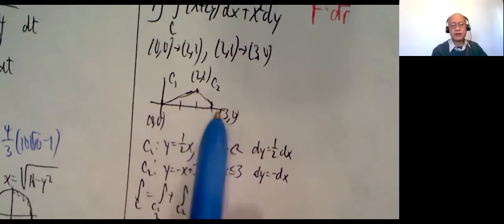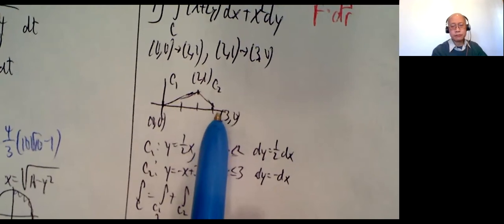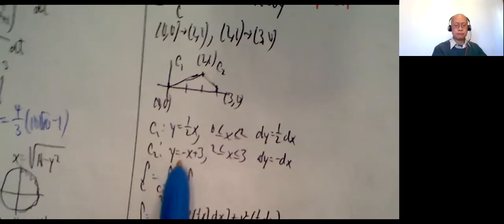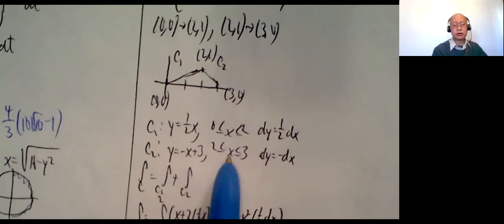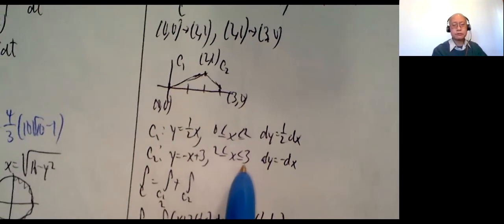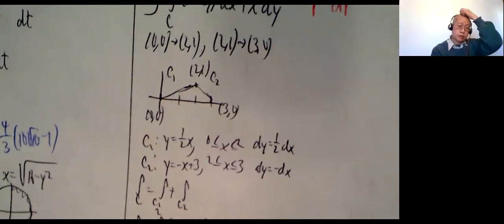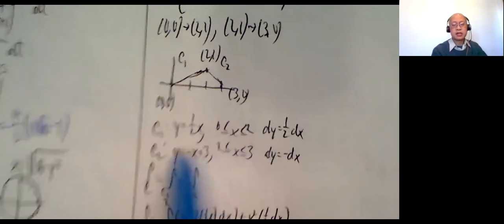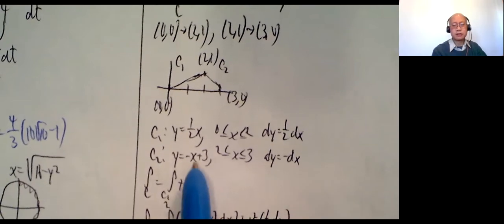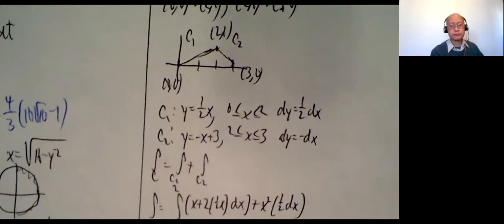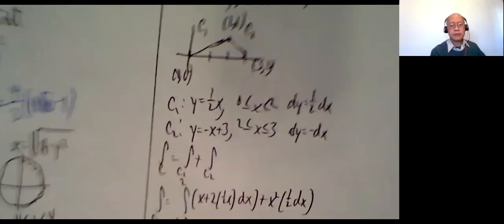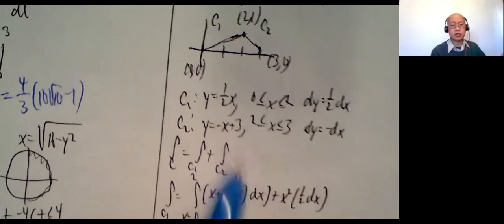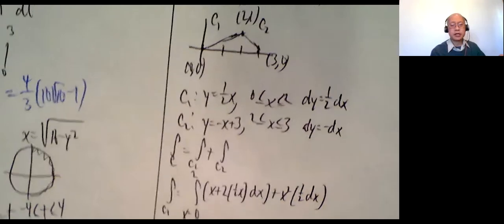This one has a slope of -1. If I were to extend it, the y-intercept would be 3. y equals -x plus 3, x goes from 2 to 3. And right here, dy is equal to half dx. For C2, dy is -dx. So I basically just plug everything in. The integral along C is the integral along C1 plus the integral along C2. So I figure this integral out and this integral out.